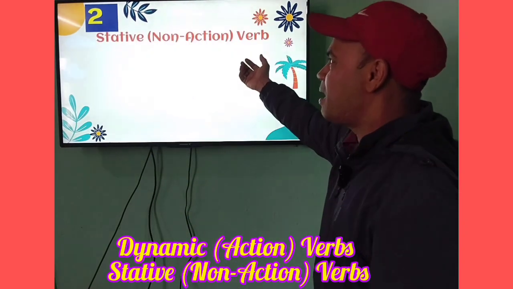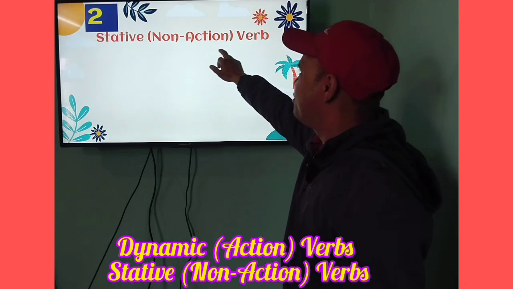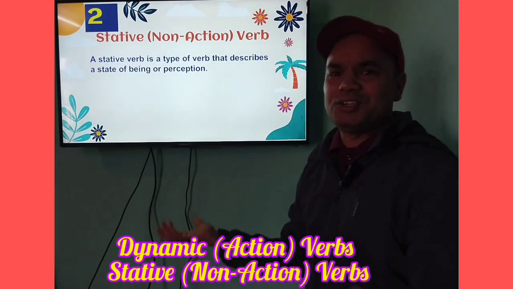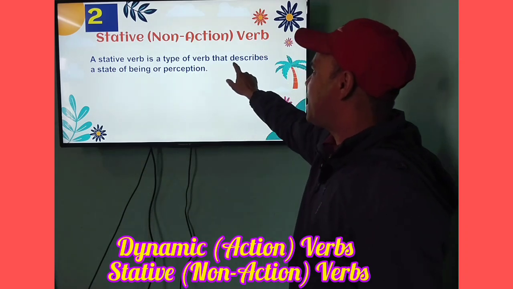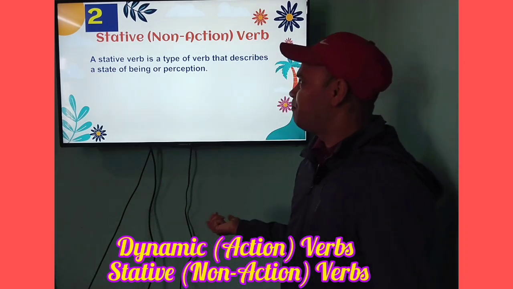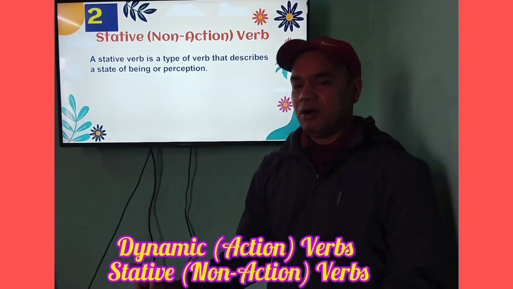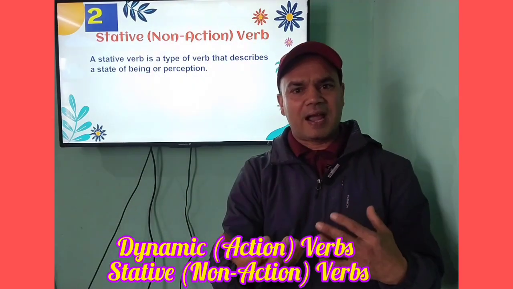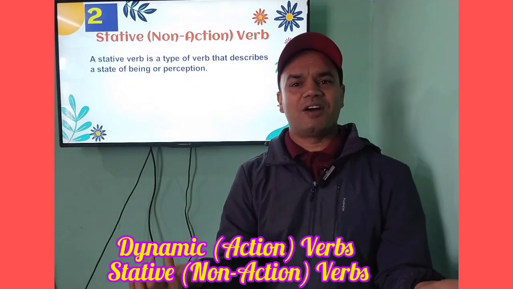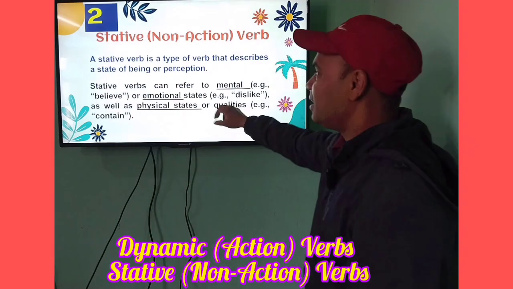So now we discuss the stative, non-action verb, which doesn't show any action. A stative verb is a type of verb that describes a state of being or perception. Okay, perception means what? Understand? Perception means a kind of feeling, a kind of opinion about something. That is called perception.